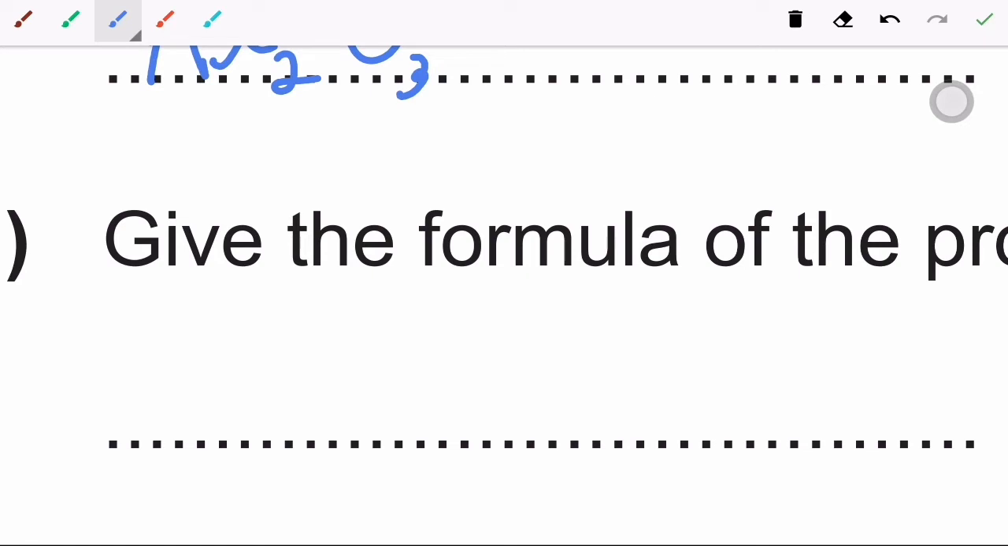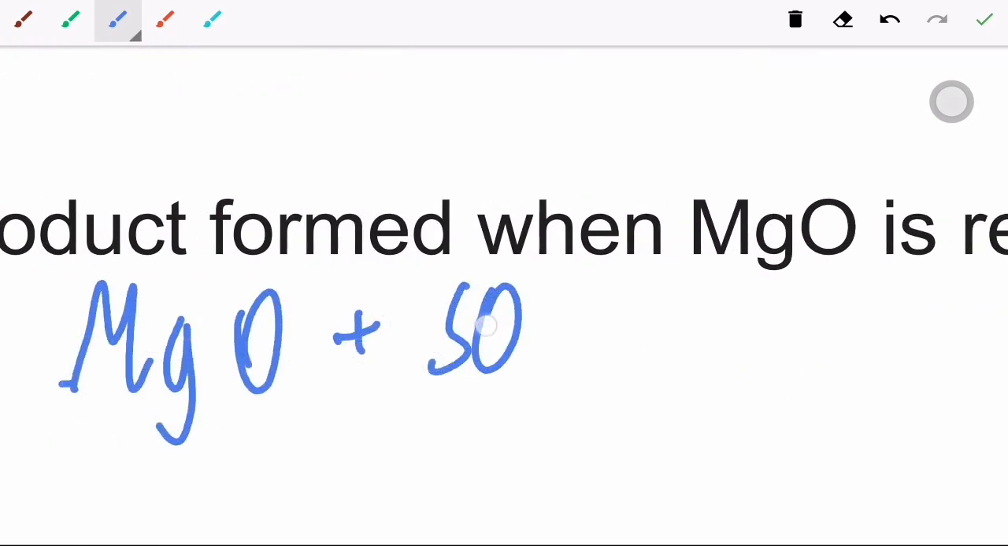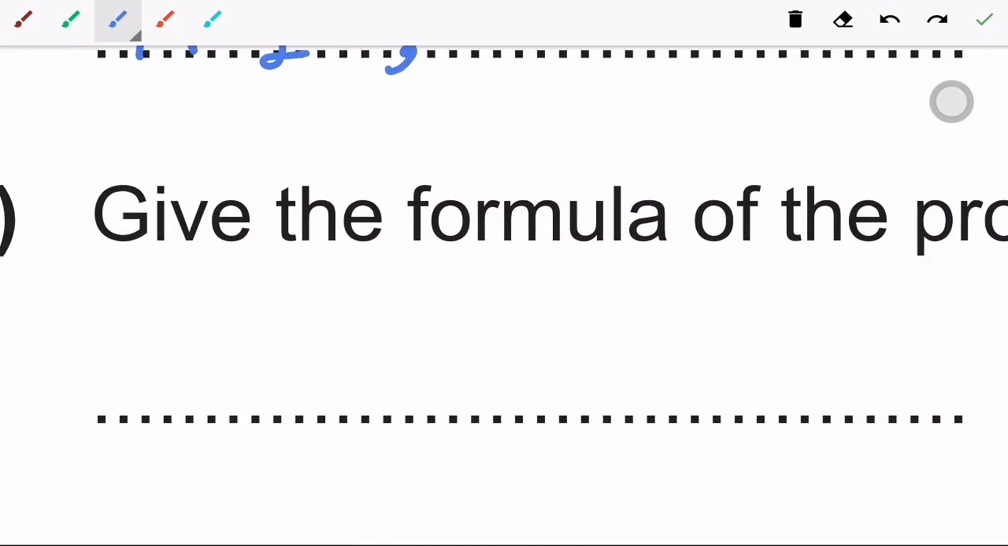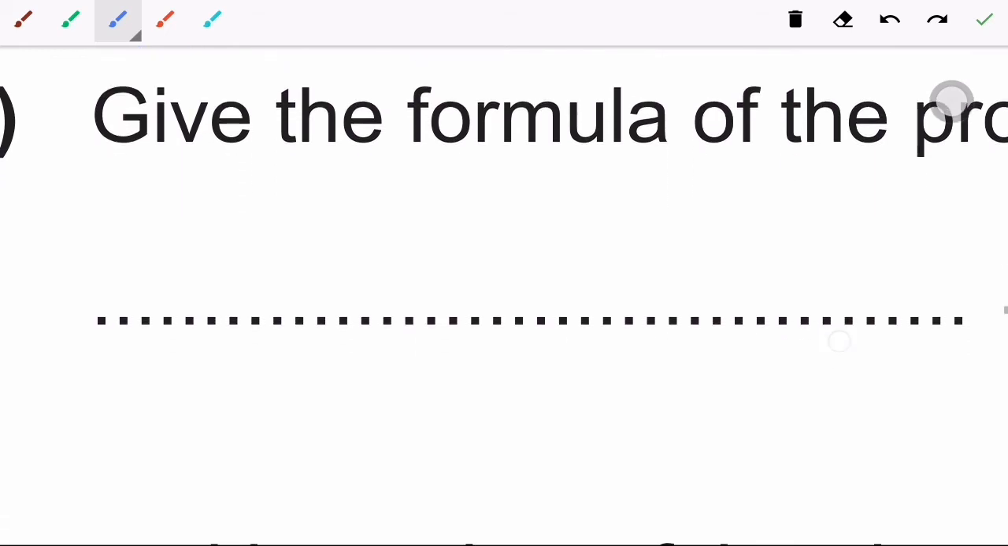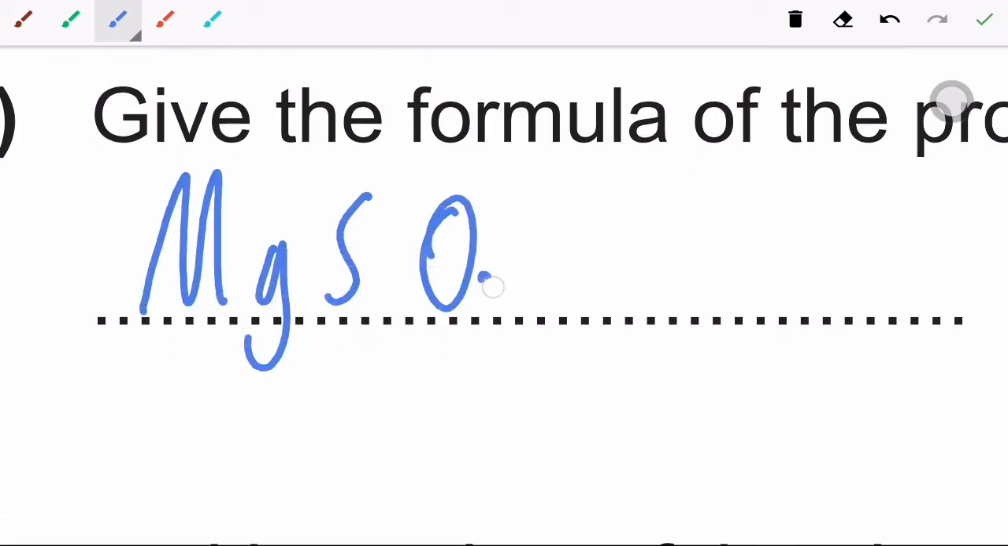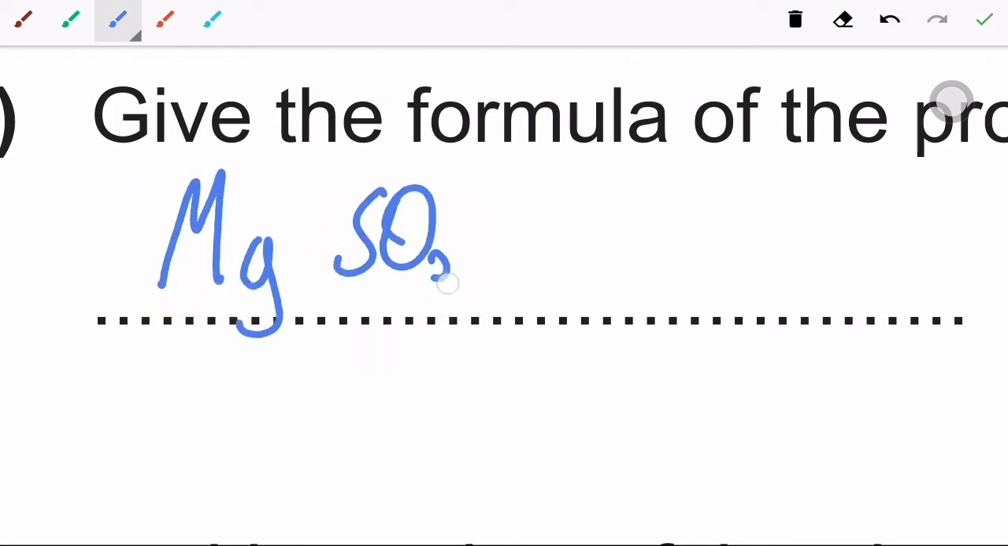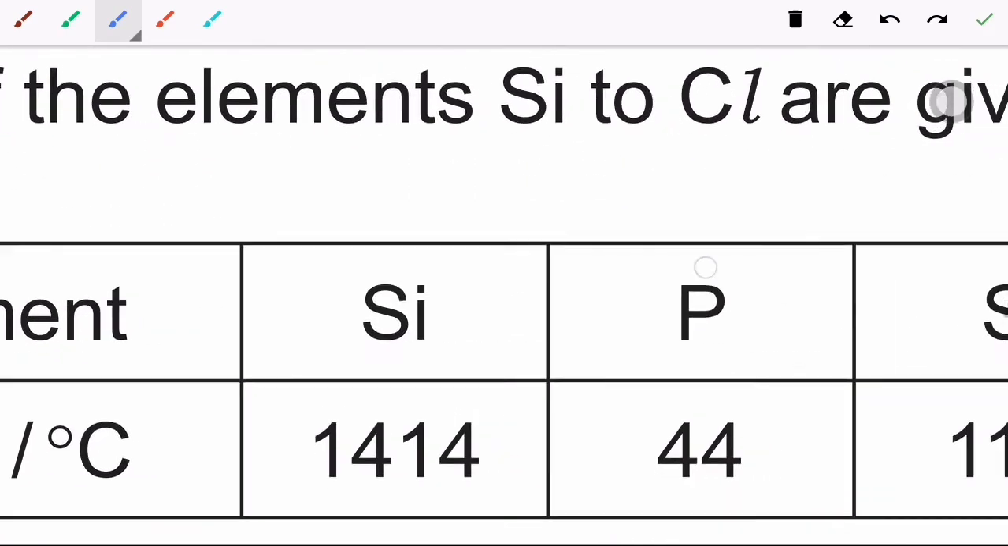Give the formula of the product when MgO is reacted with SO2. You can actually write the equation: MgO plus SO2. Magnesium sulfite, magnesium sulfate, magnesium sulfite. So it is of course MgSO3. Okay, here's a challenge. Write down the name of this product in the comment box below, and let's see who gets it right.